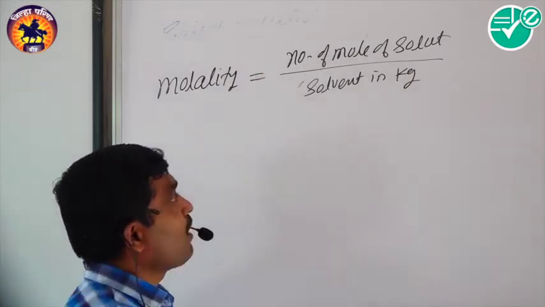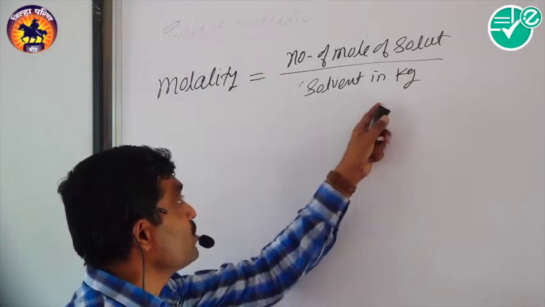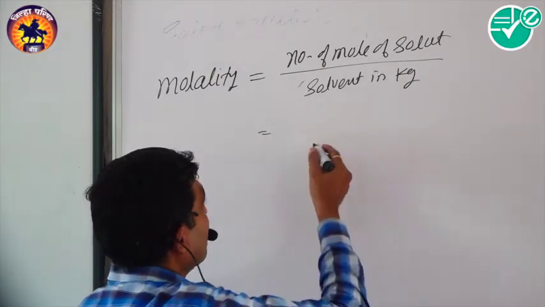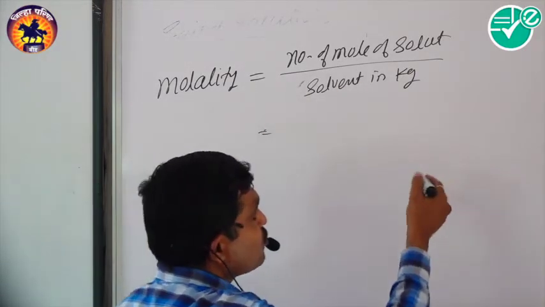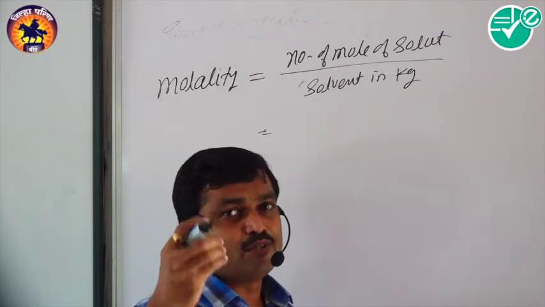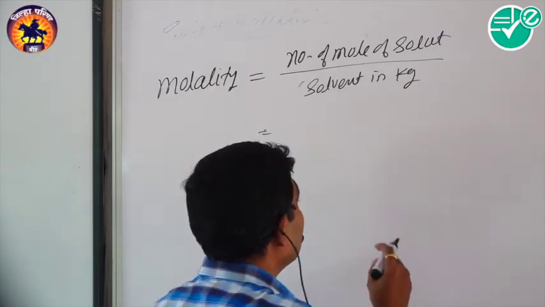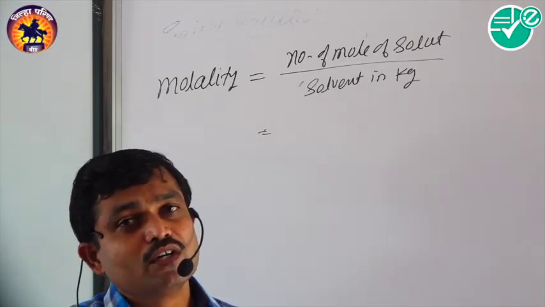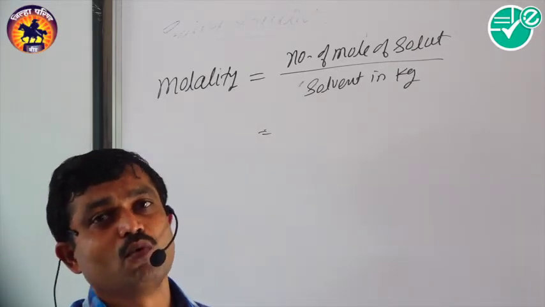So the number of moles of solute per kg of solvent, or the solvent in kg. We know how we can calculate the number of moles: the number of moles is equal to the weight of the solute divided by the molecular weight, and for the solute we consider 2, and for the solvent we consider 1.